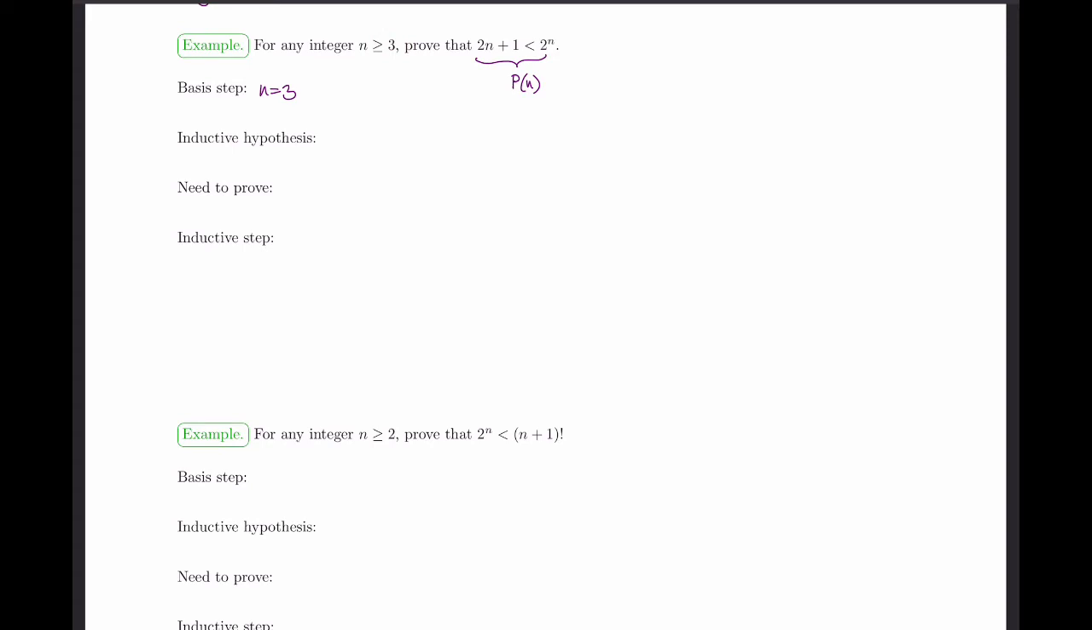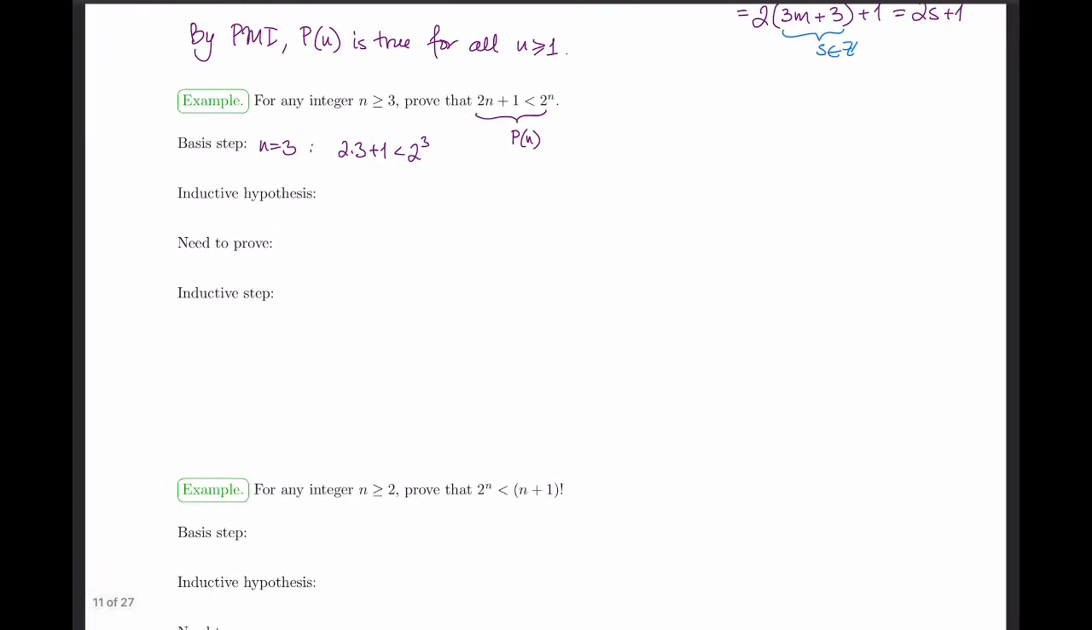So what happens if I plug 3 in here for n? I'm going to get 2 times 3 plus 1 is less than 2 cubed. If I simplify this, what do I get? I'm going to get, let me just move it over here, 7 is less than 8, which is of course true, which means that my base case checks out. For inductive hypothesis, I'm going to assume that this is true.